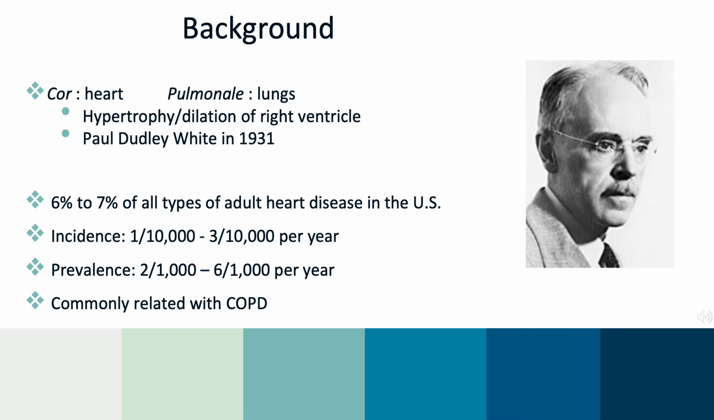Background. In Latin, cor refers to the heart and pulmonale refers to the lungs. Cor pulmonale is a condition where there is hypertrophy and or dilation of the right ventricle. In 1931, American cardiologist Paul Dudley White coined the term cor pulmonale. About 6 to 7% of all types of adult heart disease in the U.S. are due to cor pulmonale. 1 to 3 people out of 10,000 a year will develop this specific disease. The prevalence ranges from 2 to 6 people out of 1,000 a year. It is a disease closely related with COPD.